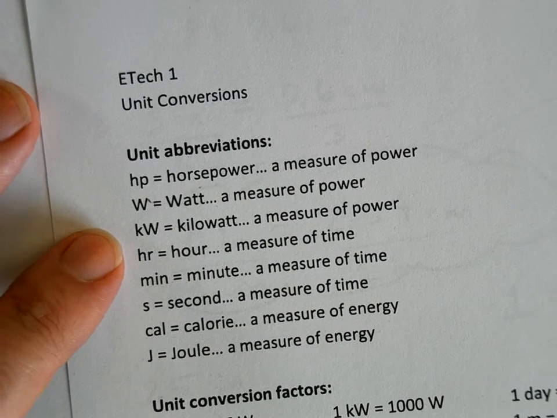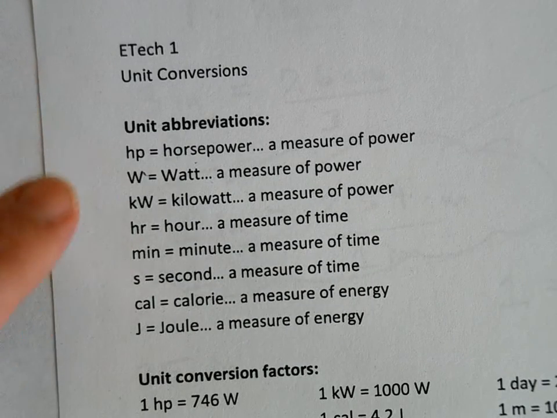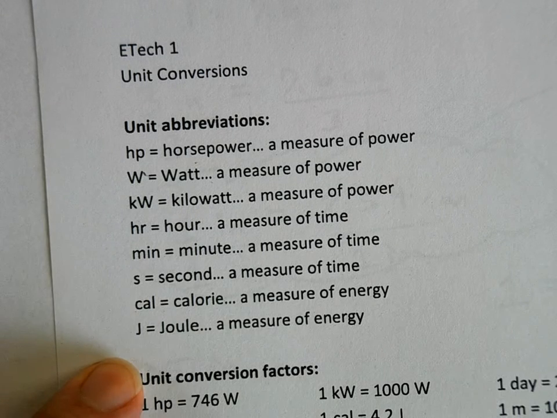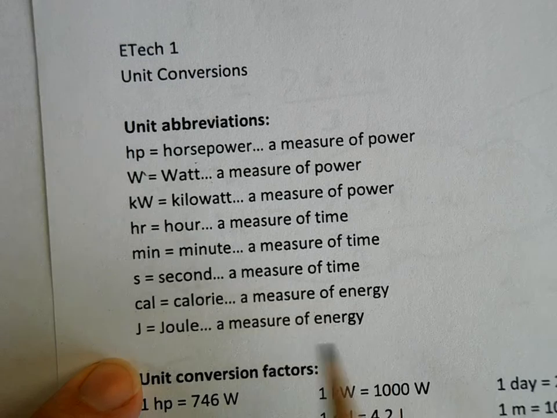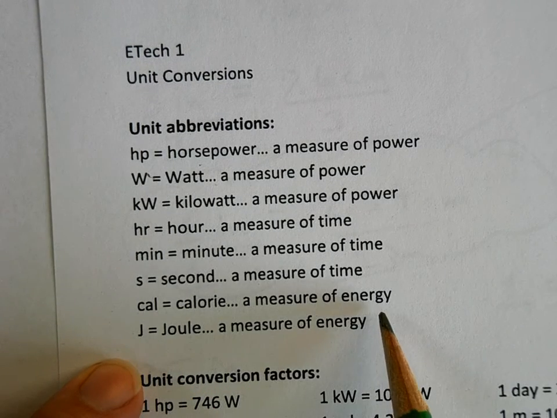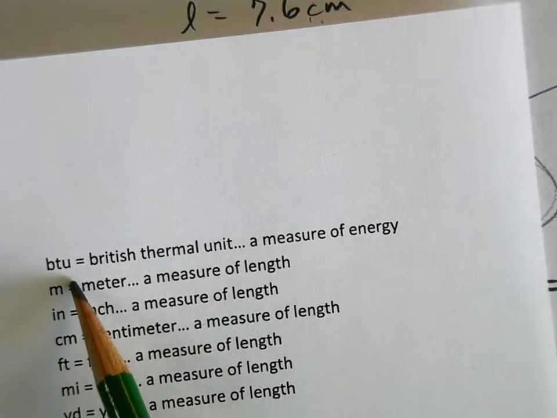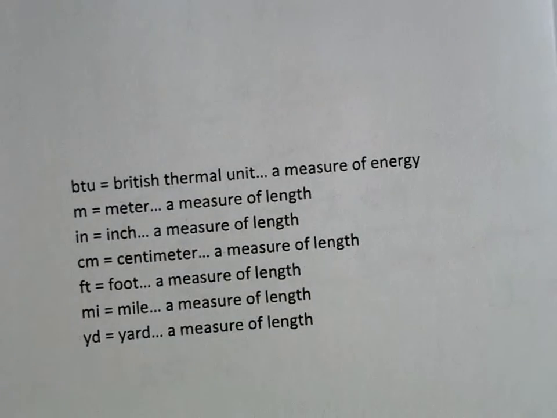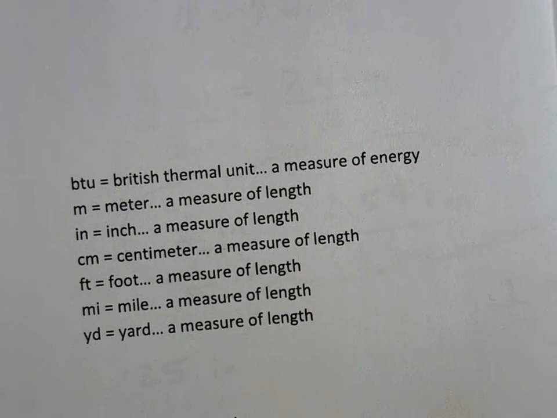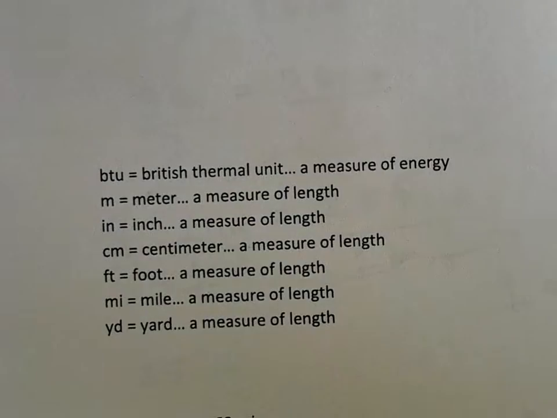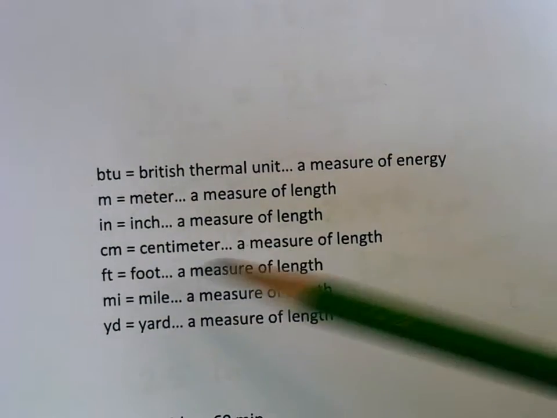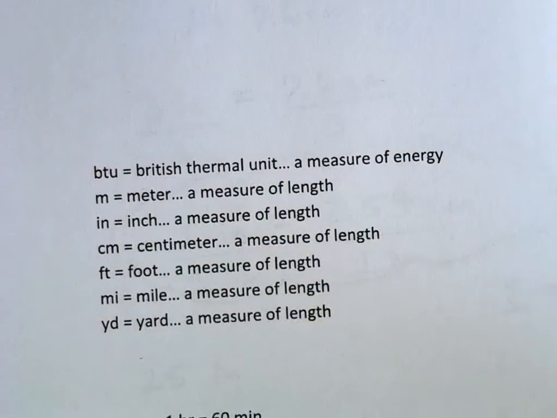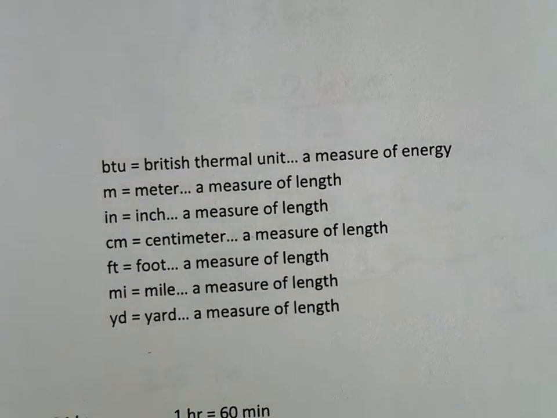Okay, and there are other units here. Like here, look, here's joules. J equals joule, a measure of energy. But calorie is also a measure of energy. And over here, a BTU, a British thermal unit, is a measure of energy. So we have lots of different ways of measuring energy. Here are some lengths: meters, inches, centimeters, feet, miles, and yards. So we're going to use all those.